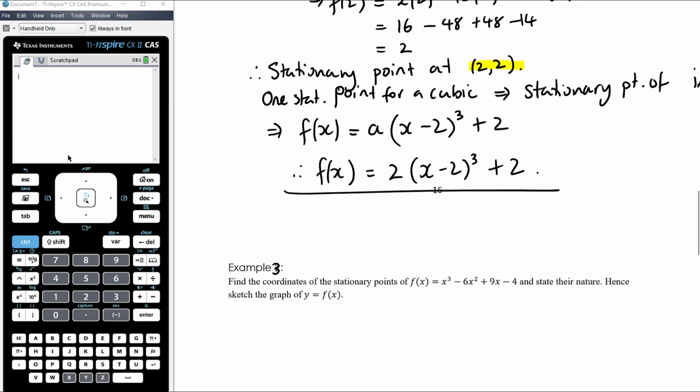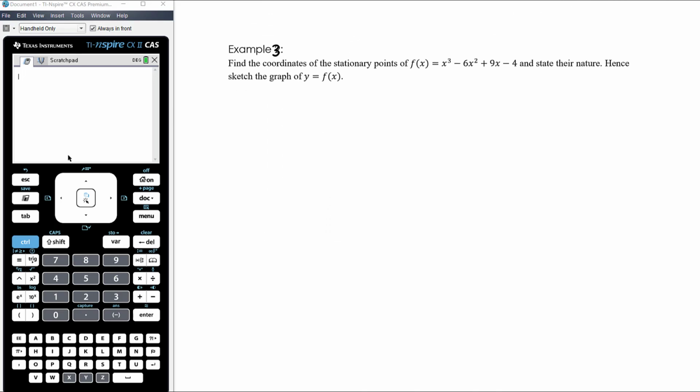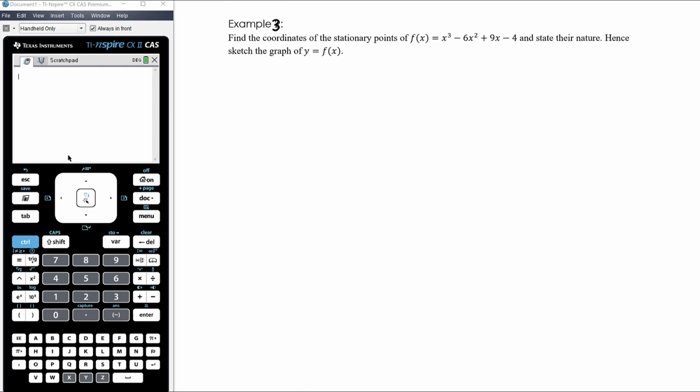All right, and then example 3, which is accidentally listed as 2 in your notes, apologies. Find the coordinates of the stationary points of this cubic and state their nature and hence sketch the graph. Okay, so we're going to need to do a bit of work here. We've got a whole page. So let's do the first part, which is to find the coordinates of the stationary points.